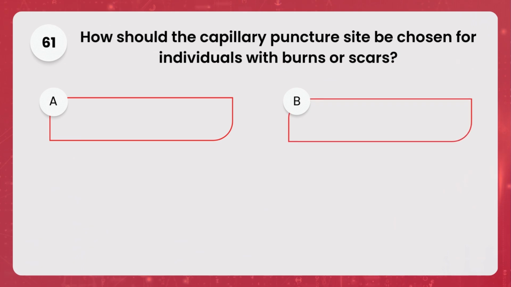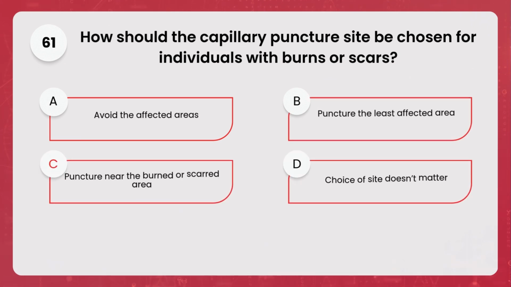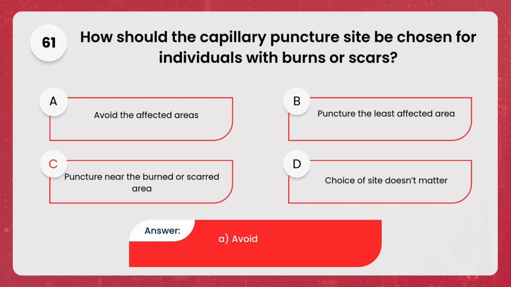Number 61. How should the capillary puncture site be chosen for individuals with burns or scars? A. Avoid the affected areas. B. Puncture the least affected area. C. Puncture near the burned or scarred area. D. Choice of site doesn't matter. The answer is A. Avoid the affected area.